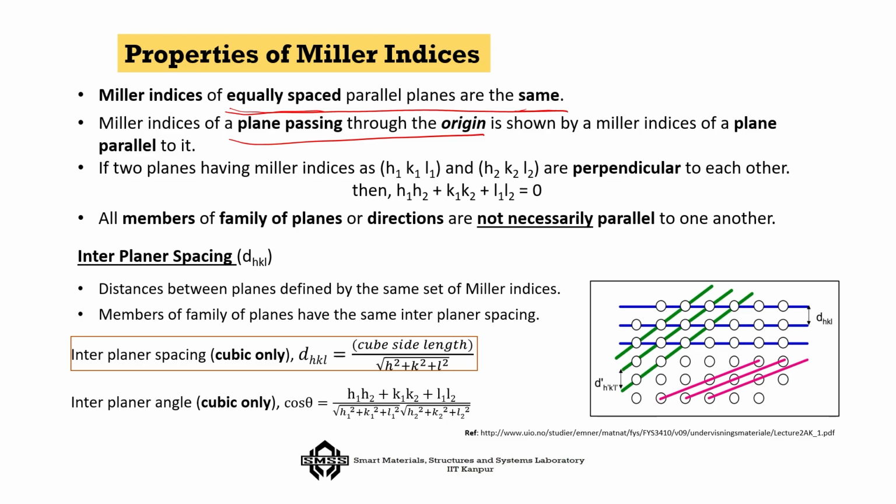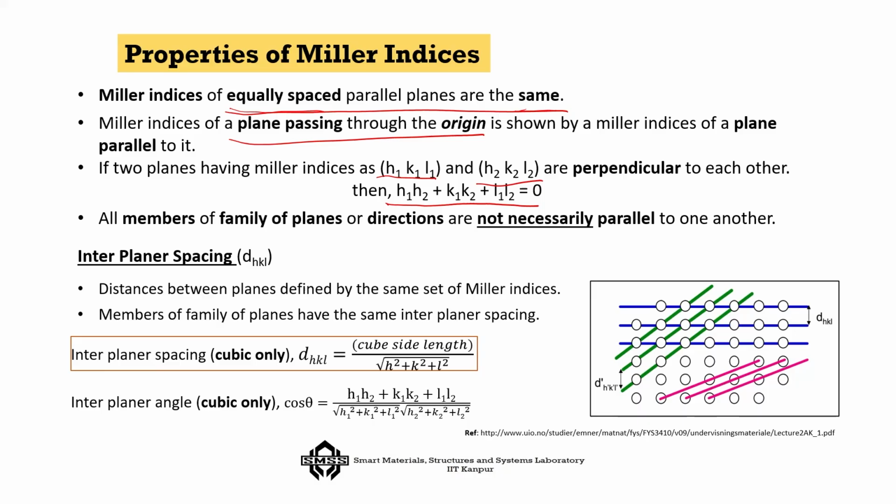If two planes are having Miller indices h1 k1 l1 and h2 k2 l2, they will be perpendicular to each other provided h1h2 plus k1k2 plus l1l2 equals 0. This is a corollary; even from coordinate geometry you can get the same conclusion. So, that is the perpendicularity condition of the two planes.